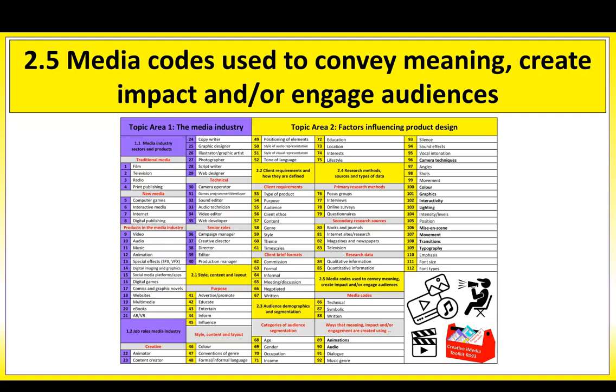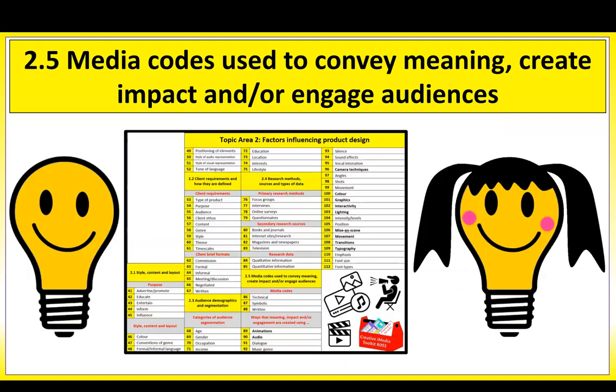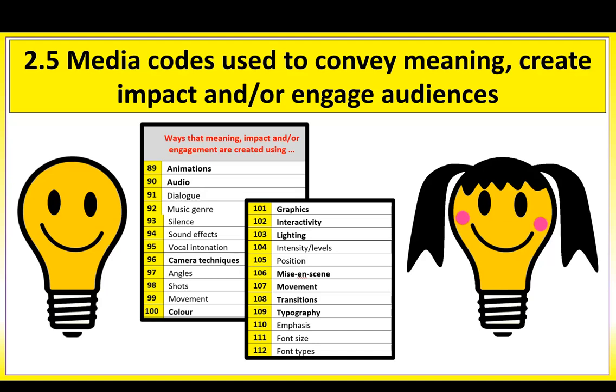We're still working in topic area number 2, and we're specifically working on the last section, 2.5, involved in meaning, impact and engagement. And camera techniques, we're working on 97, 98 and 99, angle, shots and movement. And before I go on, I'm just going to point out an exam question.